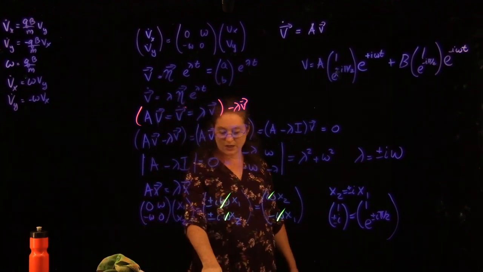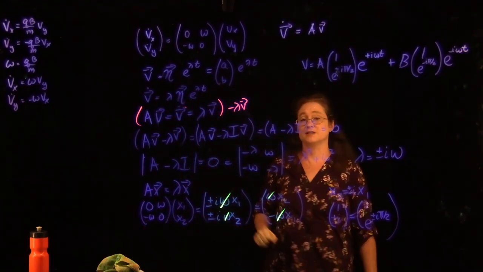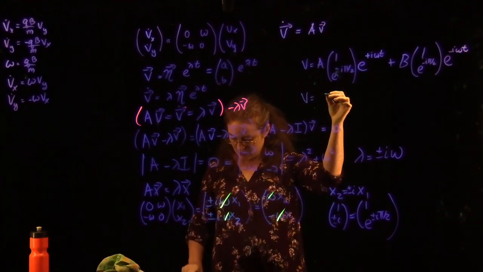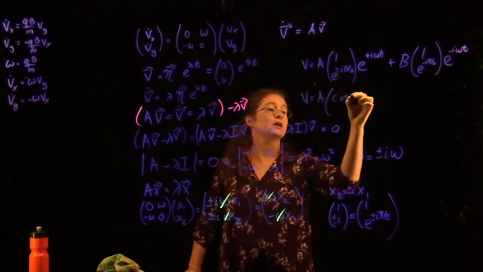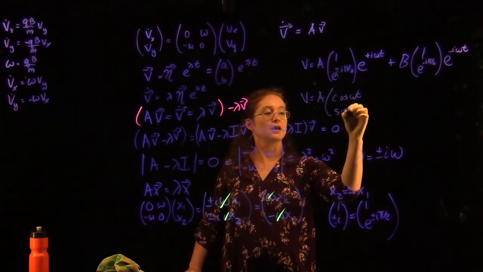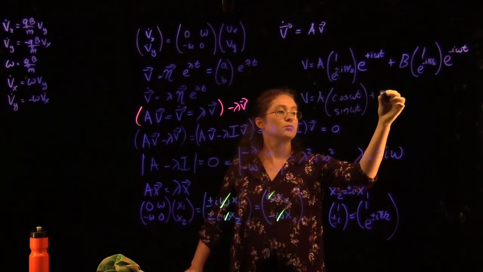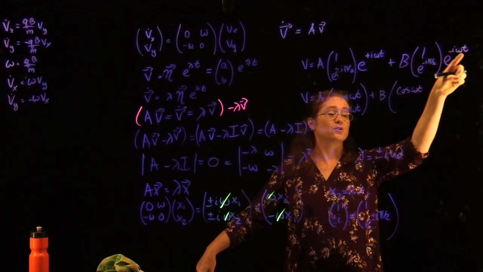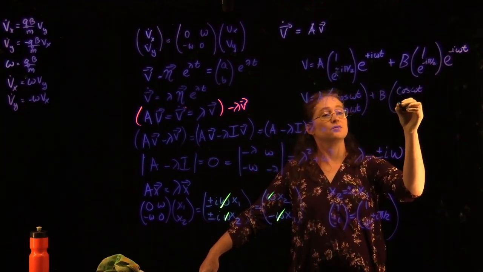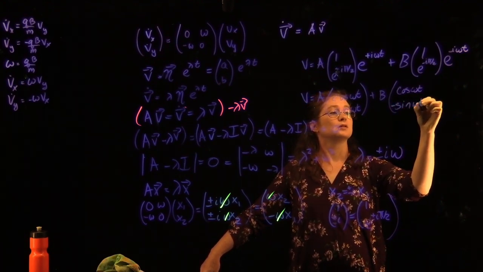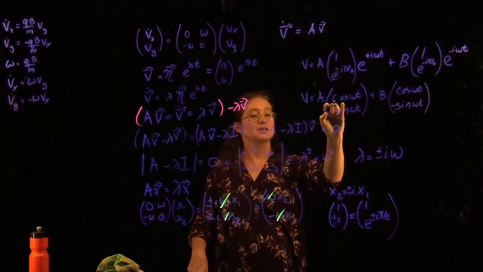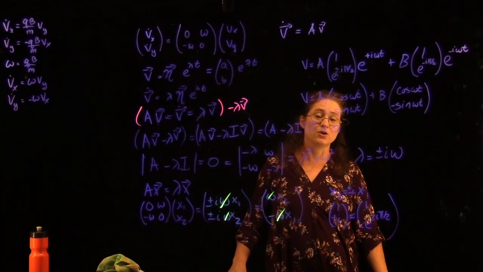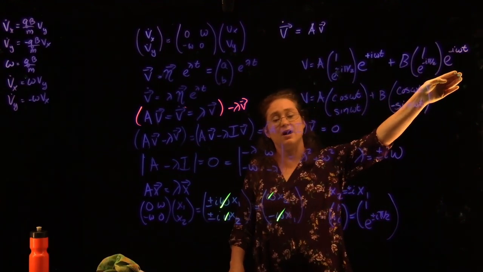And then if I wanted to, I could take the real parts of this and I would see that I could write this equivalently as A cosine omega t, sine omega t, plus B cosine omega t. That's because cosine of theta is equal to cosine of negative theta. It is an even function. So my full answer is that the x component and the y component are out of phase. And I can write them either as sines and cosines or as complex exponentials.